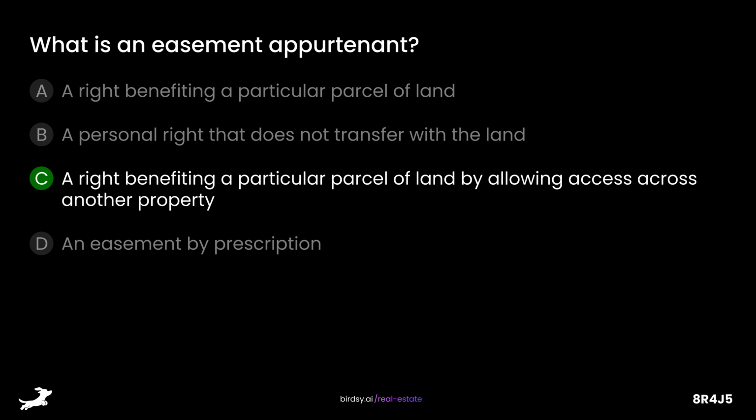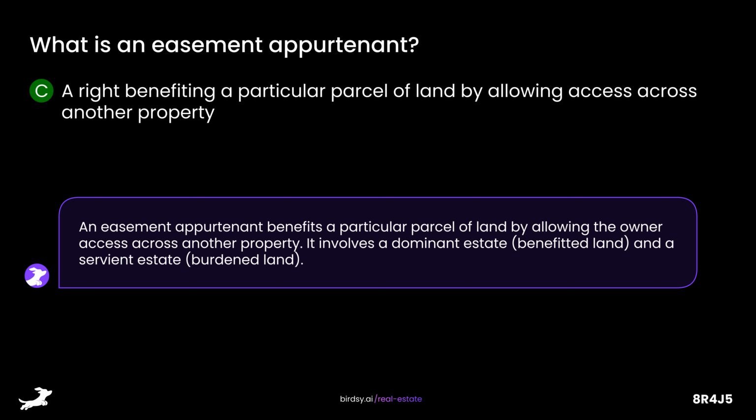The answer is C, a right benefiting a particular parcel of land by allowing access across another property. An easement appurtenant benefits a particular parcel of land by allowing the owner access across another property. It involves a dominant estate, benefited land, and a servient estate, burdened land.